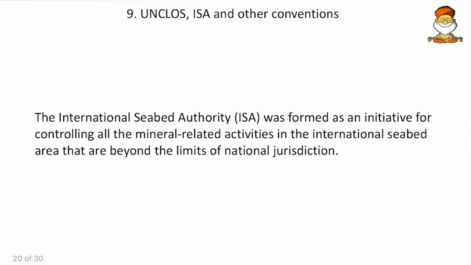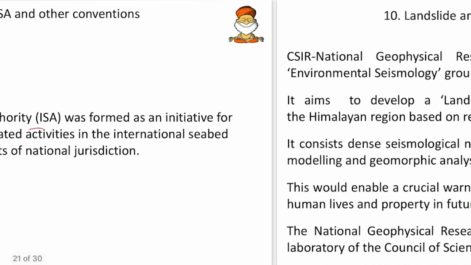Then come to next, the ISA. So friends, one question was asked in the 2021 prelims regarding the polymetallic nodules. So there the ISA was not given. Instead of that, the Ocean Commission was given. So mark such differences. Here the International Seabed Authority was formed as an initiative for controlling mineral related activities in the international seabed area. So everything, exploration of minerals and then harnessing them, all these are looked after by the ISA. So mark it as important.